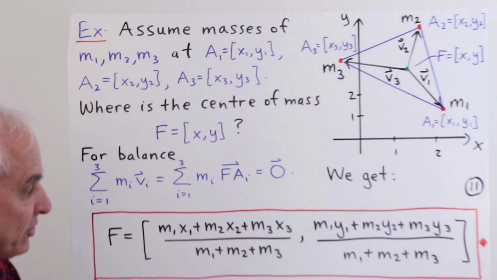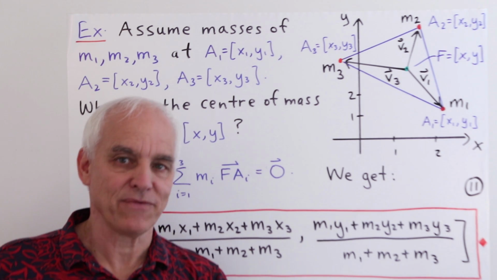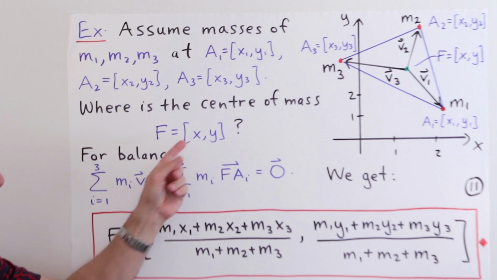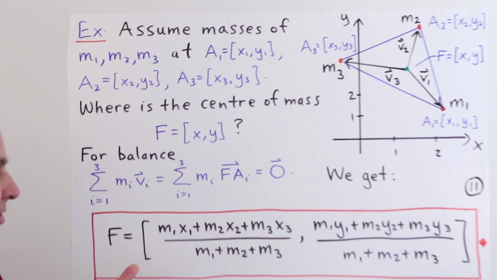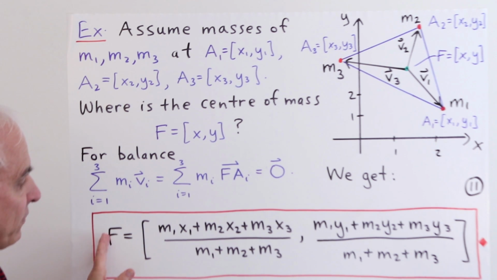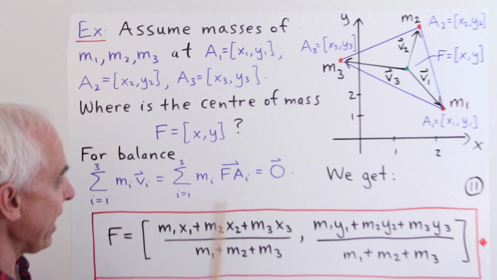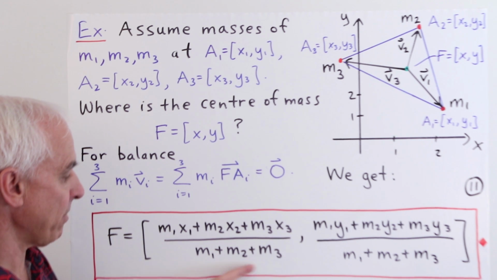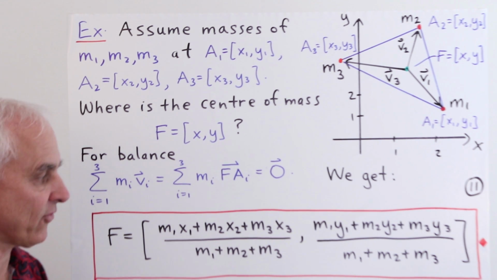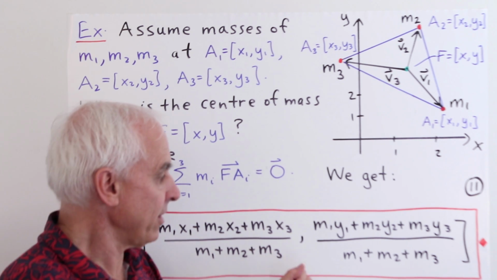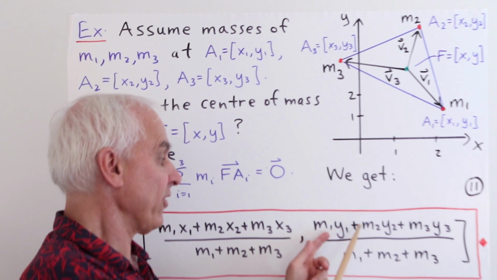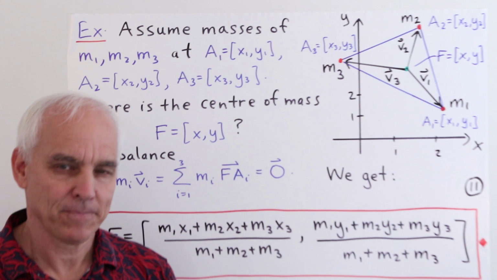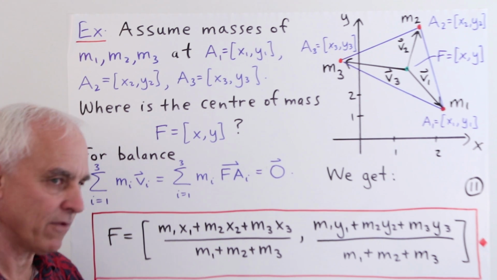Okay, I'm going to leave it to you as a little exercise to try to make this calculation if you haven't already done so. It's very instructive. To try to find out what the x and the y have to be. And here's the answer. Okay, so the point F turns out to be this one here. And the x-coordinate turns out to be m1x1 plus m2x2 plus m3x3 divided by the sum of the masses. It's the total mass. And correspondingly, the y-coordinate turns out to be m1y1 plus m2y2 plus m3y3 divided by the total mass.